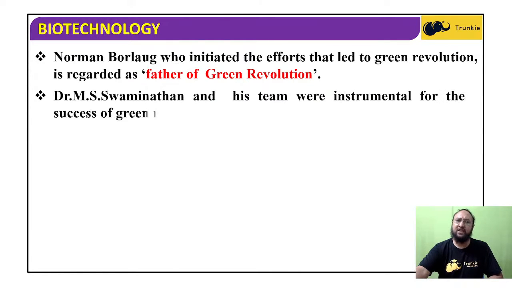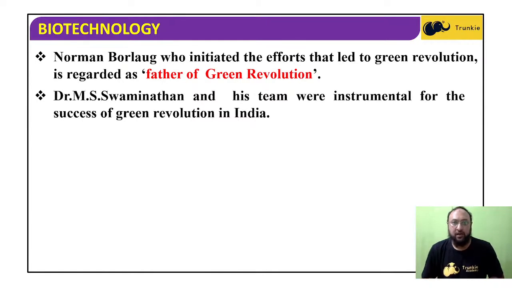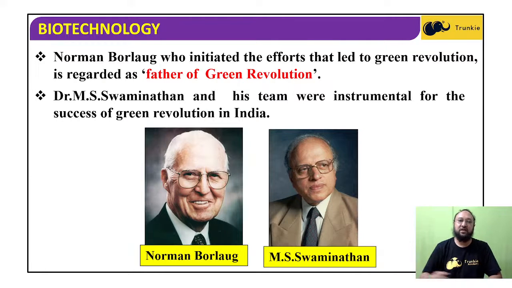Dr. M.S. Swaminathan and his team were instrumental for success of Green Revolution in India. So Dr. M.S. Swaminathan is an Indian scientist, and he was one of the very important persons, and he played a very critical role in the success of the Green Revolution in India. So Dr. Norman Borlaug was the main person to initiate the Green Revolution and contribute to it. And Dr. M.S. Swaminathan was the scientist from India to play a very critical role in the success of Green Revolution in India.